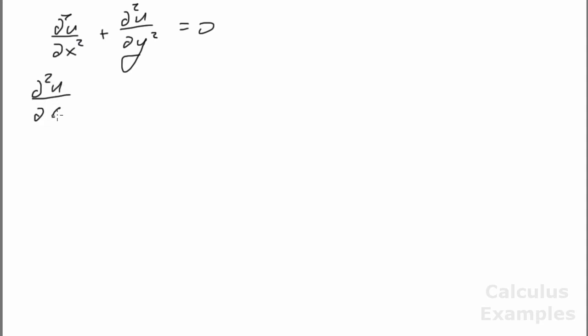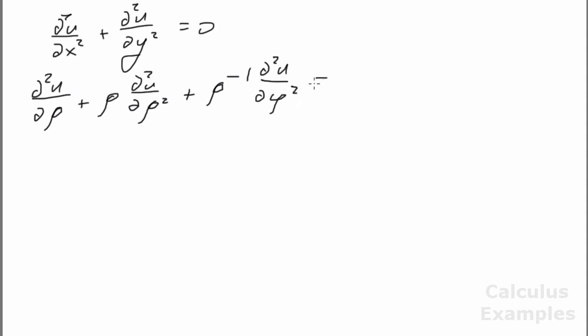But we also saw that in polar coordinates, we have the second partial of u with respect to rho, plus rho to the minus 1, first partial of u with respect to rho, plus rho to the minus 2, second partial of u with respect to phi, is equal to 0. These were our two harmonic conditions.